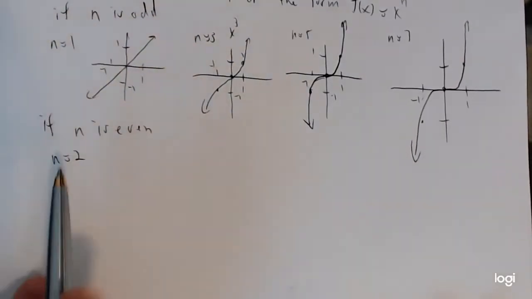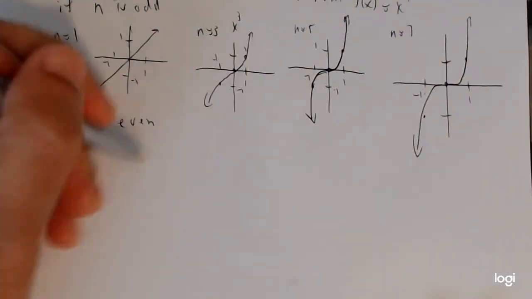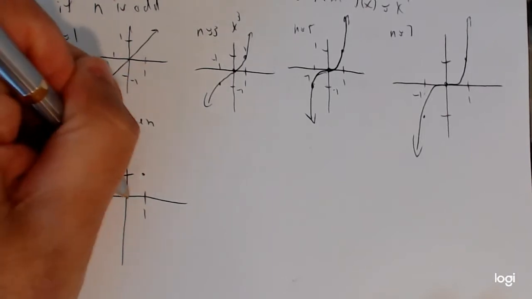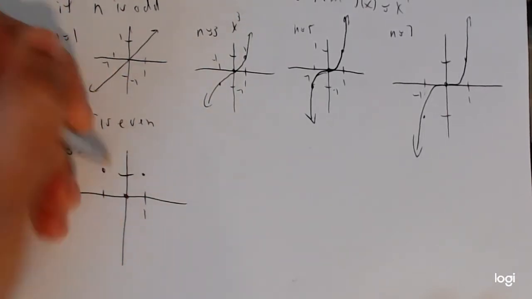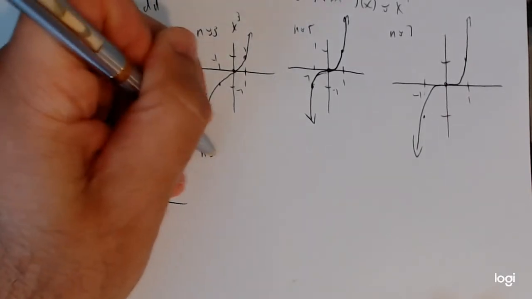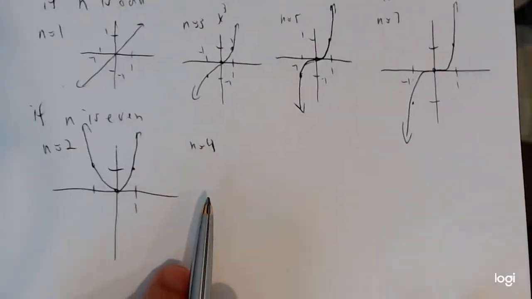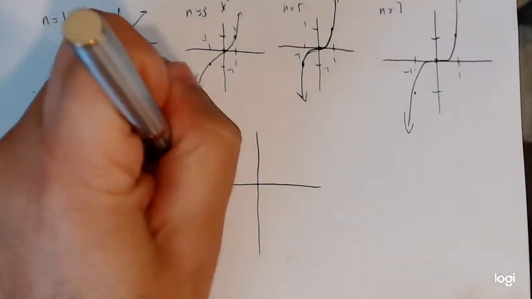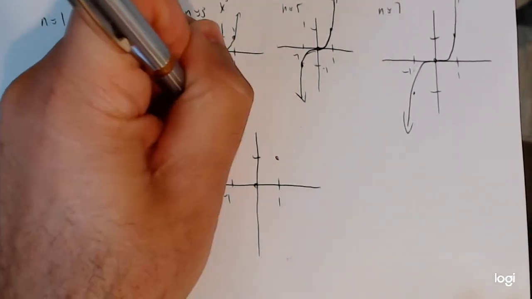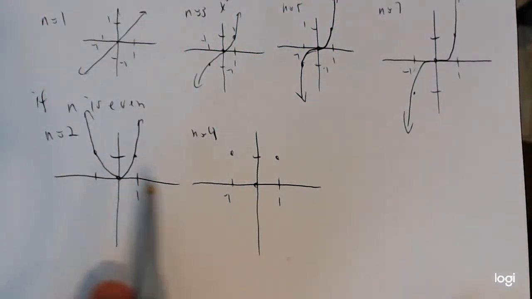So if n is 2, what is it that we're going to have? We're going to have f of x equals x squared. So same reasoning. At 0 it'll be 0, at 1 it'll be 1, at negative 1 it'll be 1, and it looks like this. What if n is 4? Now we're talking about x to the power of 4. So notice how at 1 it'll still be 1, at 0 it'll be 0, at negative 1 it'll be 1. But how is this going to be different than that?